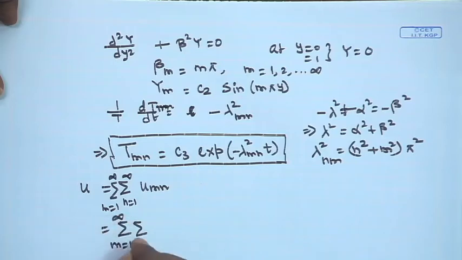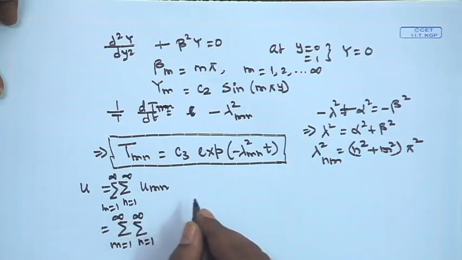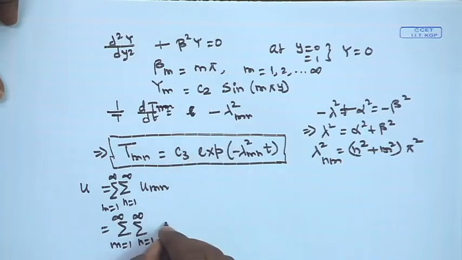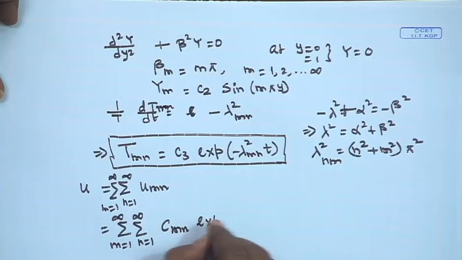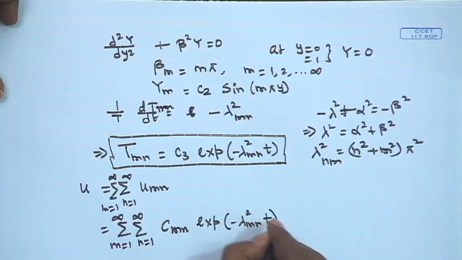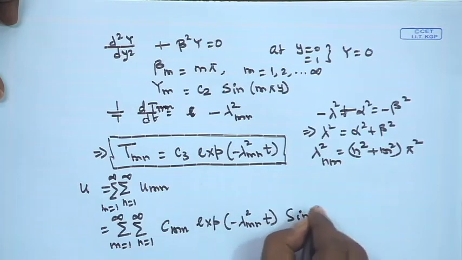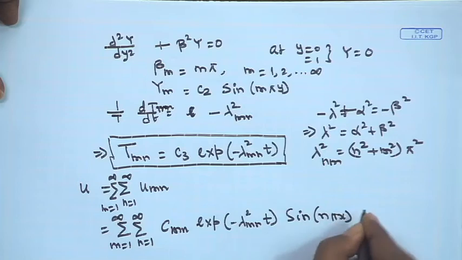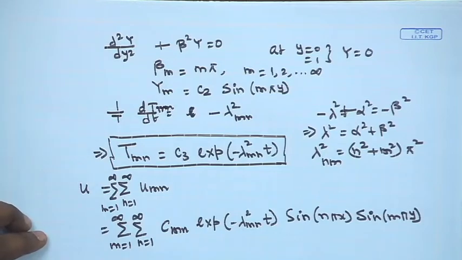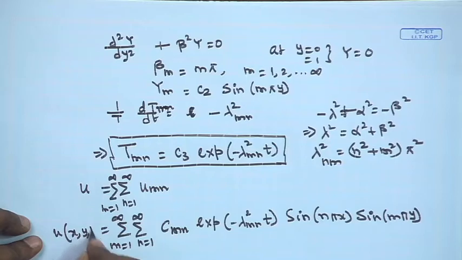and multiplied of three constants C1, C2, C3, it will be giving you a new constant Cmn and exponential minus lambda m n square t sin n pi x sin m pi y. Now, these constitute the solution of u.